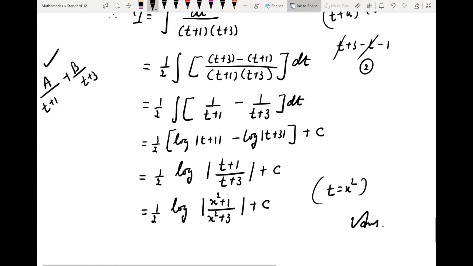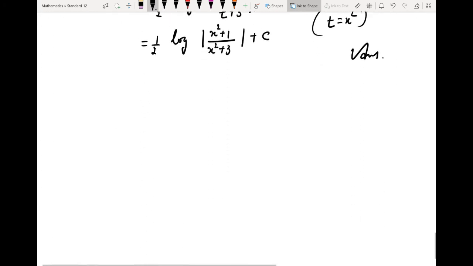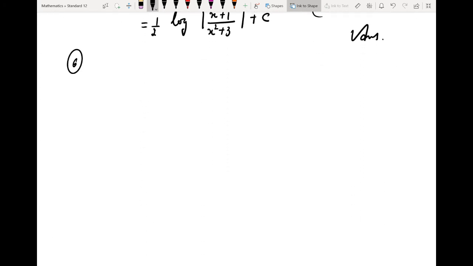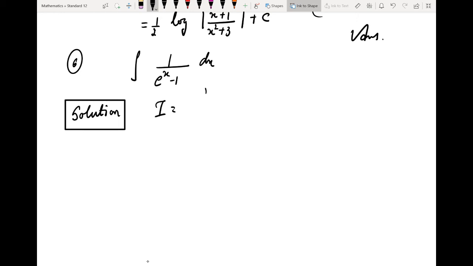Next one is integrate 1 upon e raised to x minus 1 dx. Solution. By practice you will easily get an idea of how to integrate this.